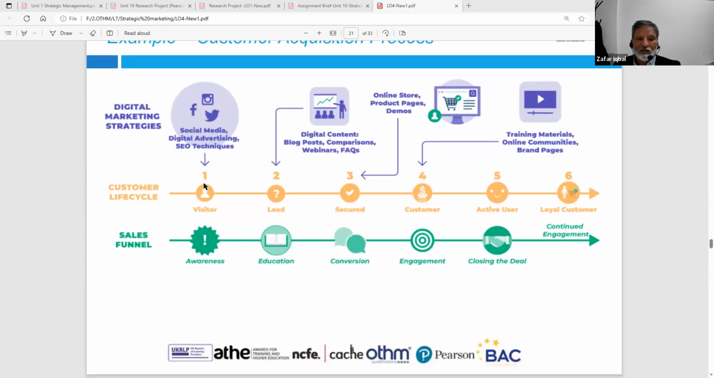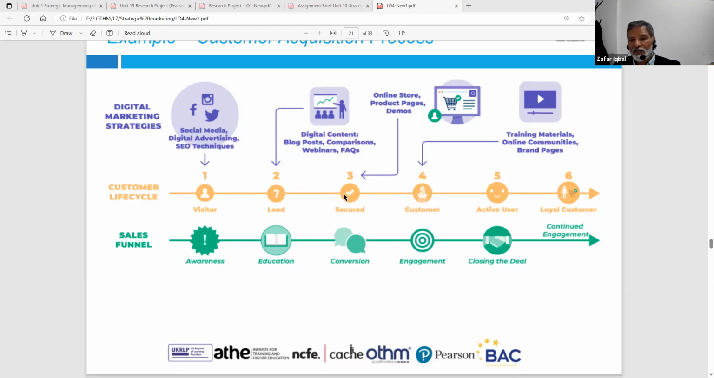So the customer looks at that particular technology, then moves on to the second stage, which gives them a lead, i.e. the digital content: the blog, the posts, the comparisons, the webinars, the frequently asked questions and other things. So the second stage of the customer life cycle is to create a lead. And why should we create a lead? How do we create a lead? When do we create a lead? They use the digital content, for example, creating a blog and so on.